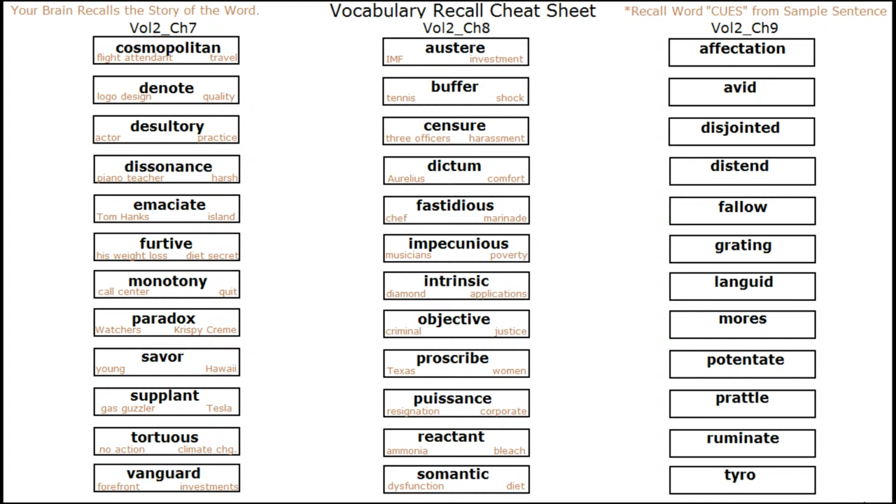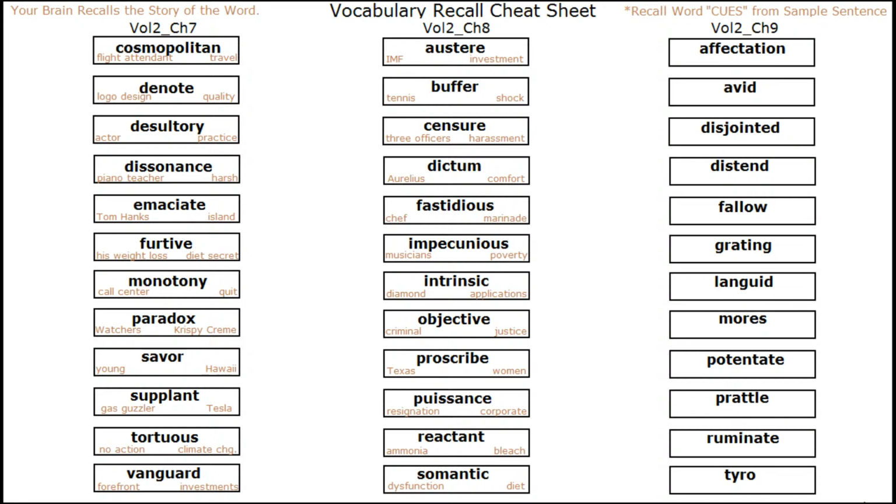So we see austere, just to give an example. In that sample sentence, IMF and investment, we can quickly recall the sample sentence and recall that that had to do with IMF restrictions as far as minimizing investment risk using guidelines of the IMF for nations that receive IMF money, International Monetary Fund.